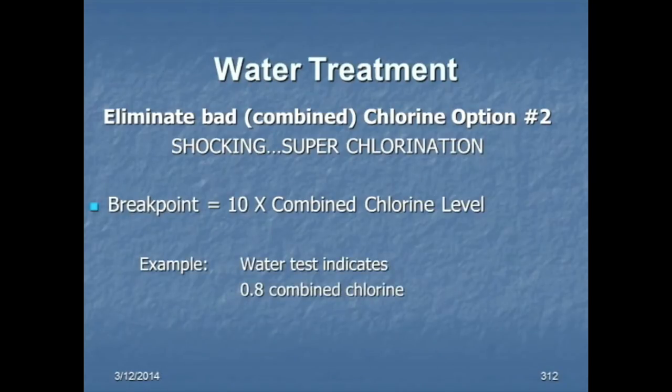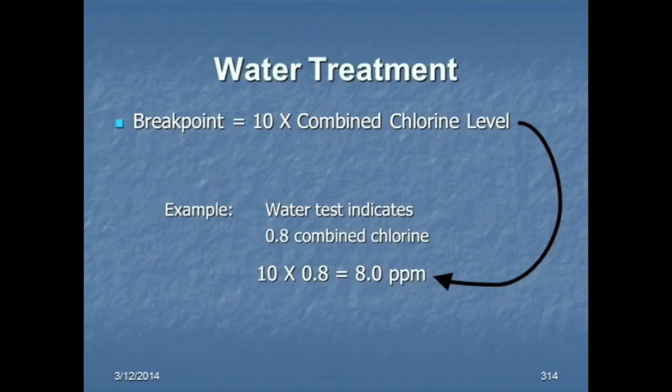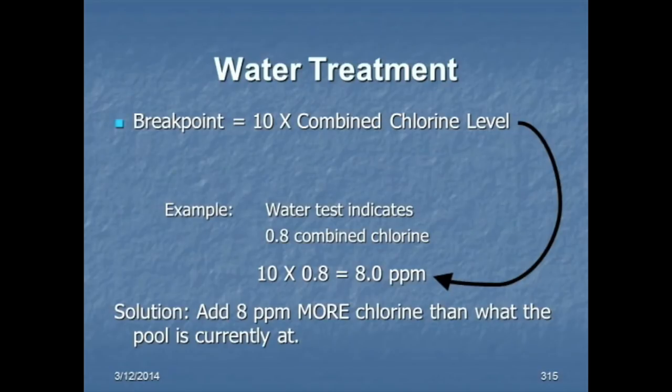Now, under my example, I used 0.8 combined chlorine. So you'd multiply that number, the break point, 10 times the combined chlorine. So if I had 0.8, 10 times 0.8, I need 8 parts per million more than what my minimum chlorine level is in order to reach that break point in the chemical reaction.